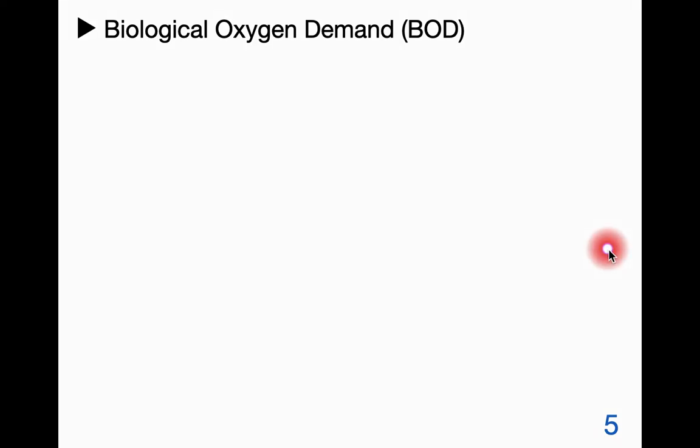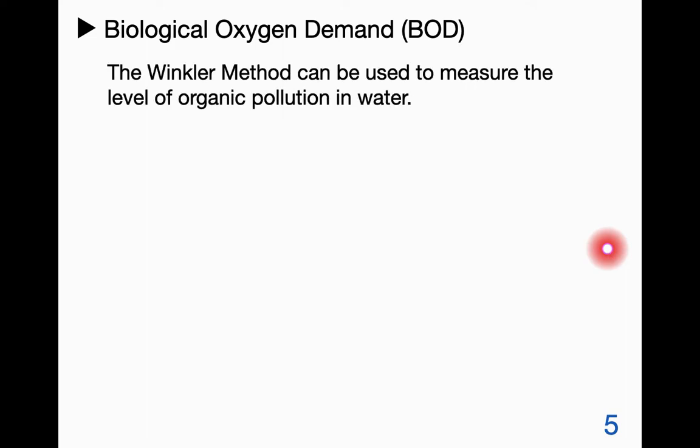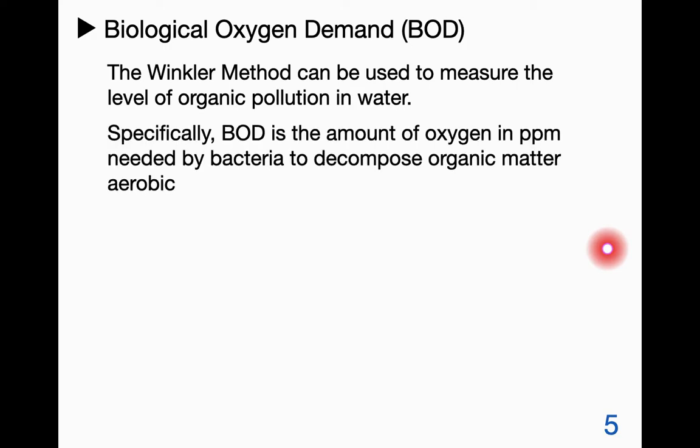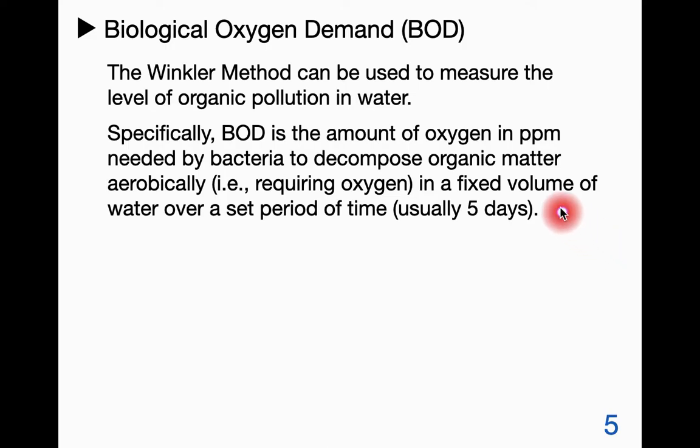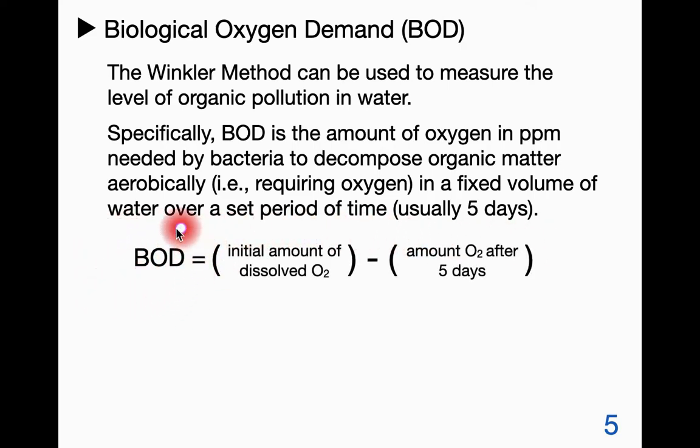Biological oxygen demand, BOD. The Winkler method can be used to measure the level of organic pollution in water. Specifically, biological oxygen demand is the amount of oxygen in parts per million needed by bacteria to decompose organic matter aerobically, that is, requiring oxygen, in a fixed volume of water over a set period of time, usually 5 days. So we calculate the biological oxygen demand by taking the amount of oxygen that we had in the water initially and then wait 5 days and then determine the amount again.